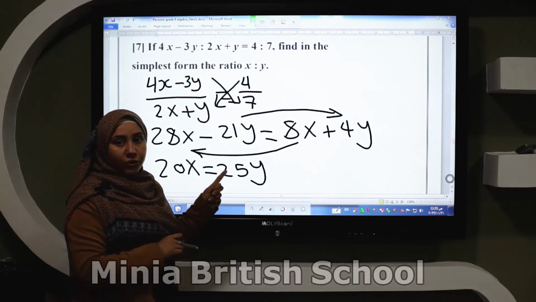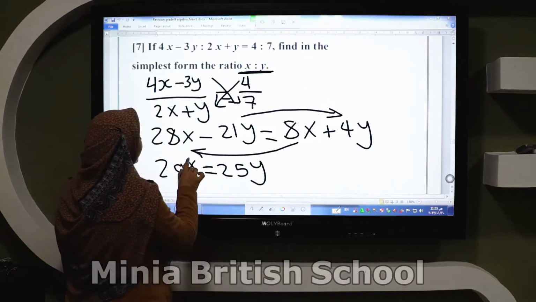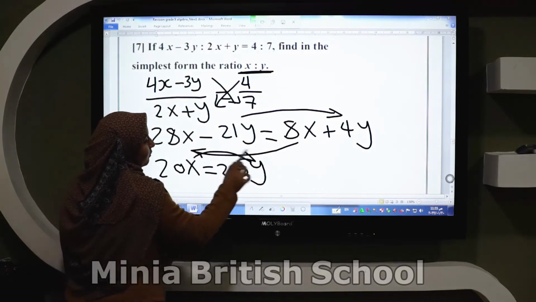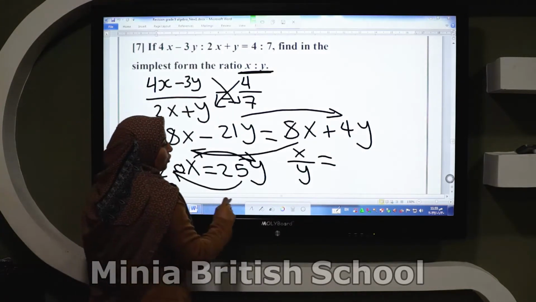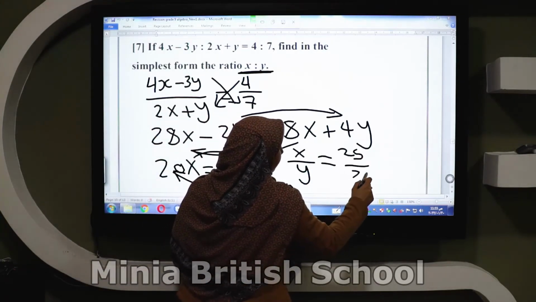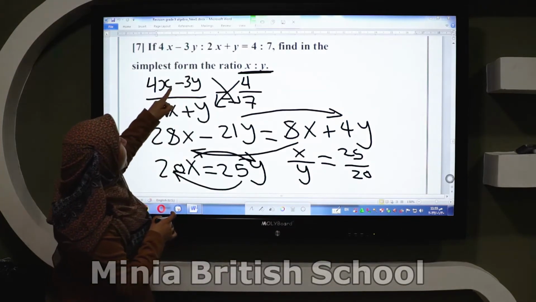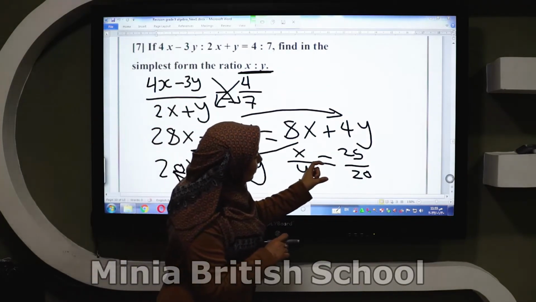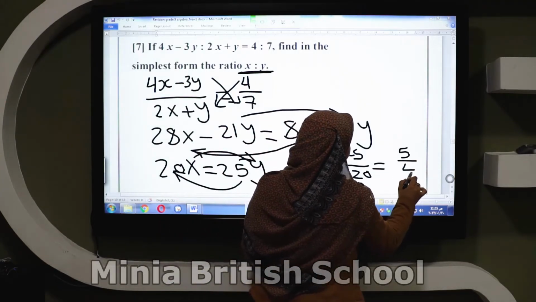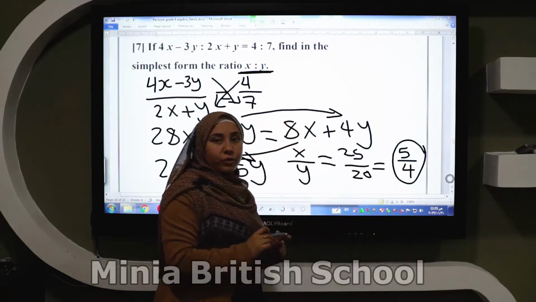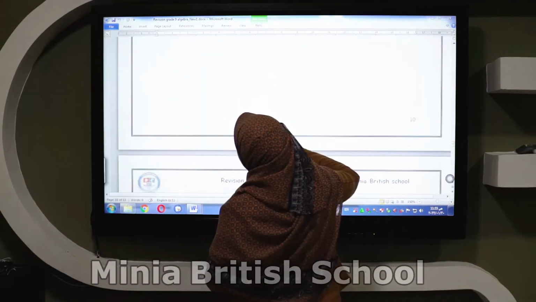Then I need to find the ratio of x to y. So x to y equals 25 to 20. But take care, I need to find the answer in the simplest form, so you can divide by 5 up and down. So 5 over 4 is the ratio between x to y. Next exercise, number 8.